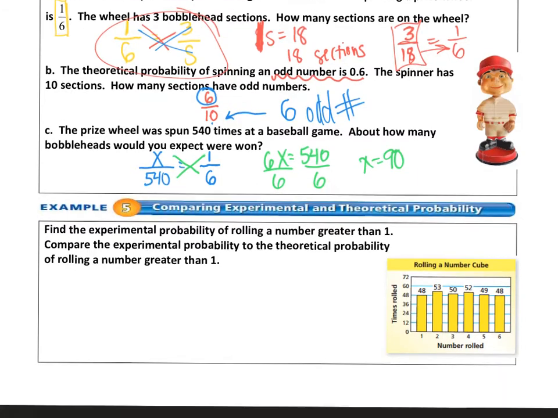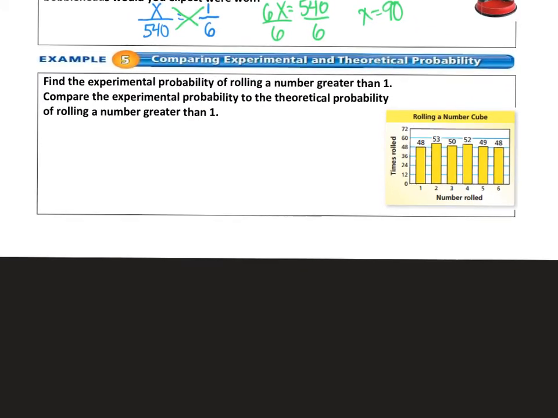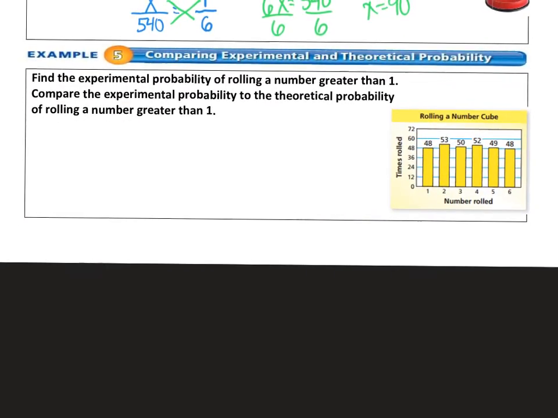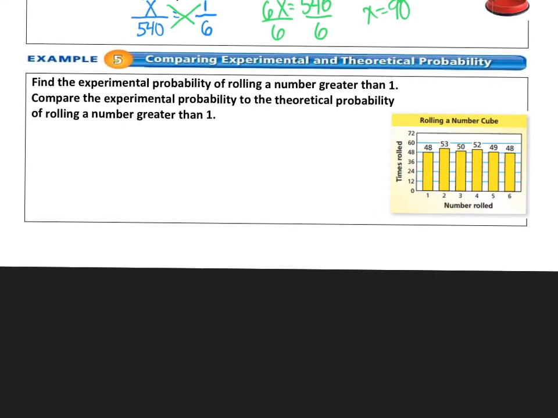And next we are going to get to comparing the theoretical and experimental probability. So we covered experimental probability last time. Now we're looking at theoretical probability. So it says find the experimental probability of rolling a number greater than 1. Compare the experimental probability to the theoretical probability of rolling a number greater than 1. So let's just do the theoretical probability first, because that's what we learned today. And then we will look at the experimental.